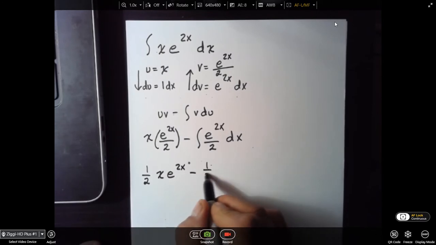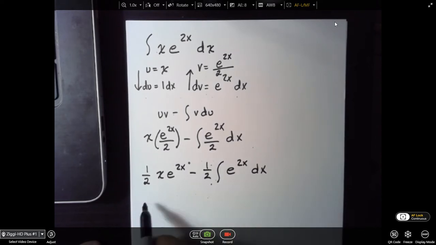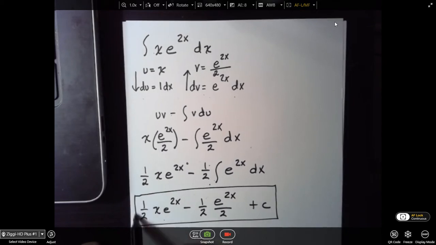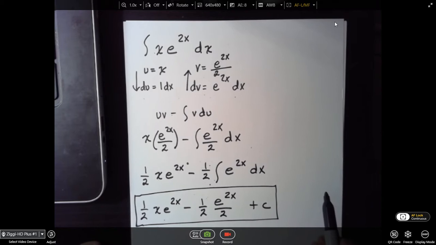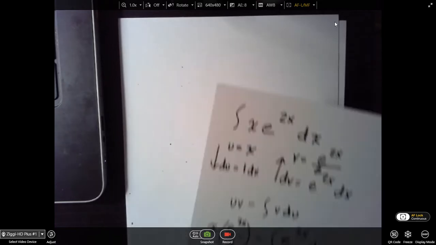minus 1/2 antiderivative e to the 2x dx, and the antiderivative of e to the 2x is e to the 2x over 2, plus c. Now at this point, this is the basic answer. You can manipulate it. You can factor out a 1/2 e to the 2x. You can factor out an e to the 2x and leave the fractions intact, but that's basically integration by parts. Okay, so let's try another one.